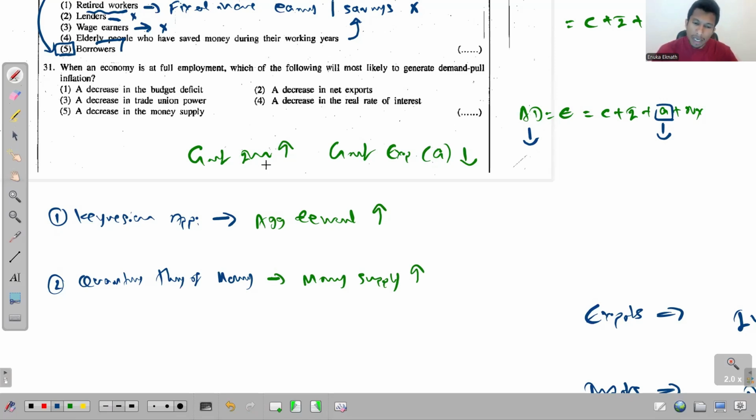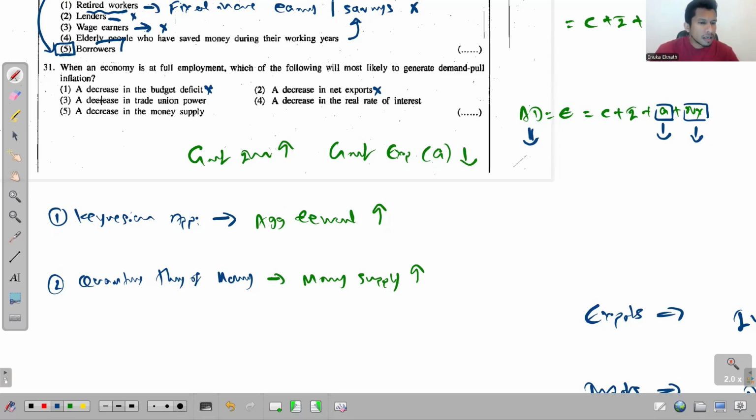Right? So what do we need? Aggregate demand needs to increase, but here due to this first given option, aggregate demand decreases. So that's not the answer. A decrease in net exports. See, once again, net exports will decrease and it will again decrease the aggregate demand. So the same outcome. So that's not the answer.